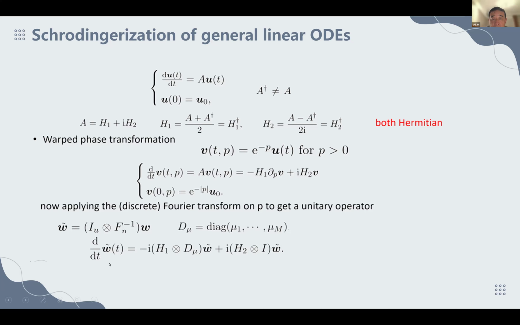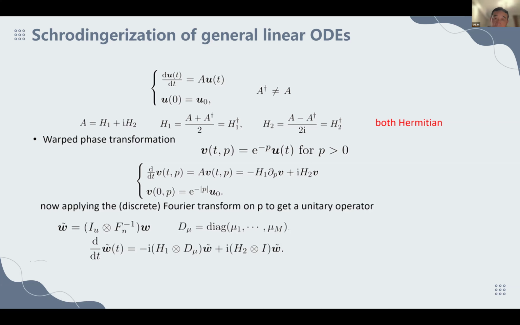Then essentially we just have to solve this double hat equation. So d double hat dt is minus i times H1 tensor with this diagonal matrix, whose diagonal entries are just discrete Fourier modes, plus H2 tensor with identity because we do nothing about H2. Now the right-hand side of the double hat equation is i times a Hermitian matrix. So you can design a quantum algorithm just based on this equation.